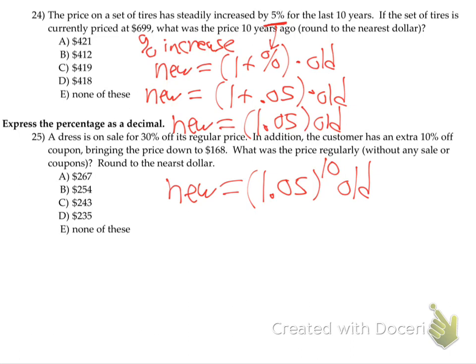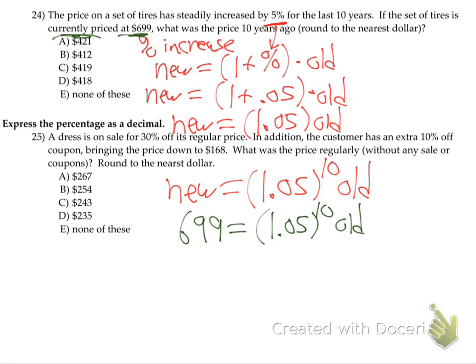So now, do we know the new price or the old price? Currently priced at $6.99. We know the new price, don't we? What we don't know is the old price 10 years ago. Some lower price 10 years ago. Right? You tracking with me?